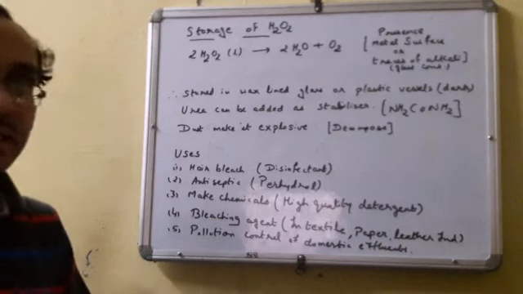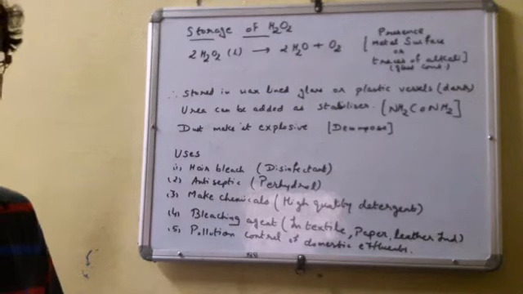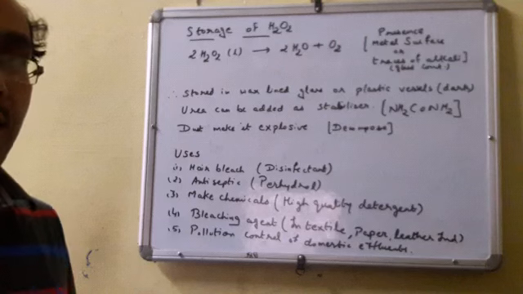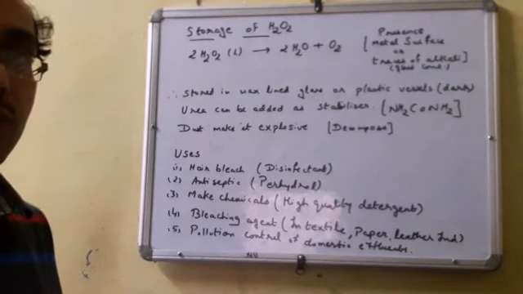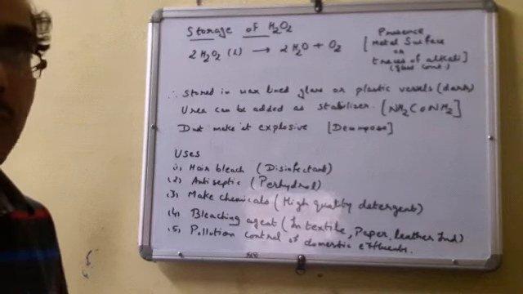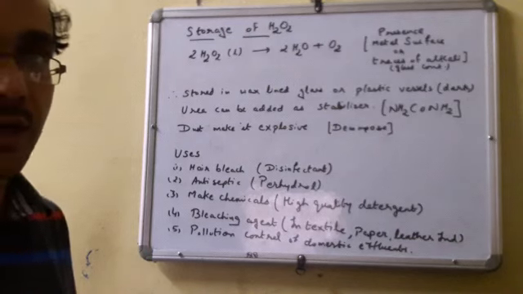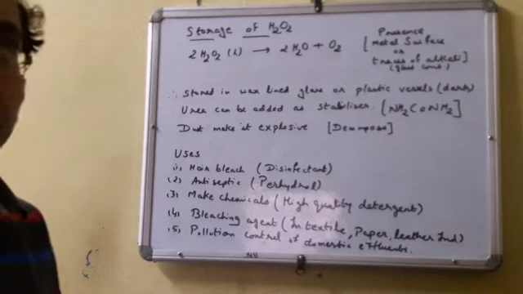Understood? Next, it is used as a bleaching agent in the textile industry, paper industry, and leather industry. I have told you in the starting, it is also used for pollution control. It is used in pollution control of domestic effluents. In that way, there are several uses of hydrogen peroxide.